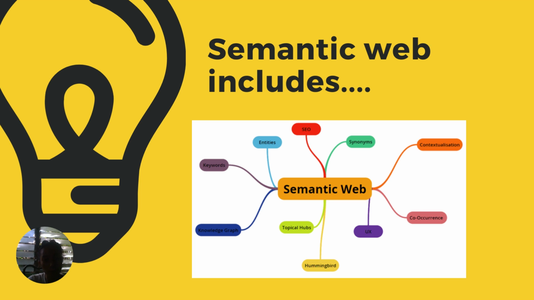So the semantic web includes entities, SEO, synonyms, contextualization, keywords, knowledge graph, topical hubs, Hummingbird, UX, co-occurrence.